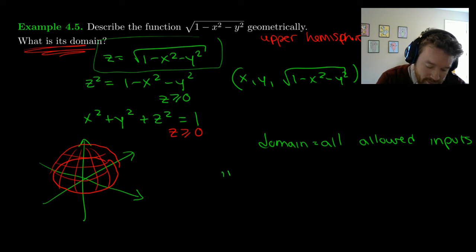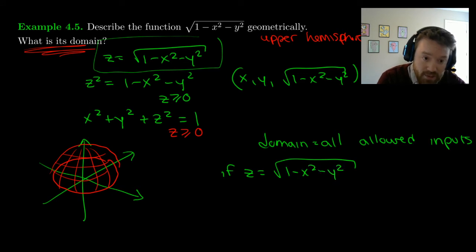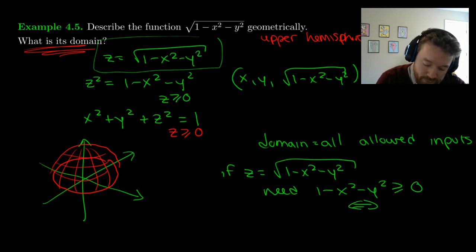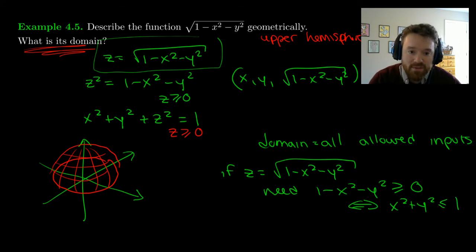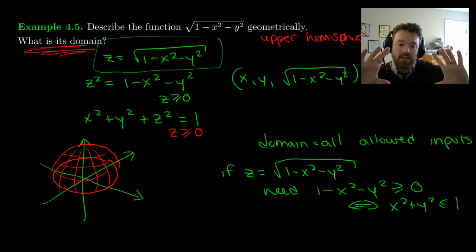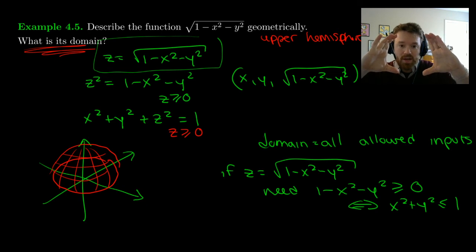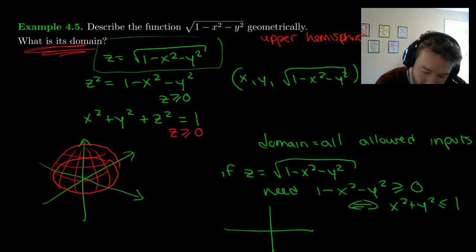So if z is equal to the square root of 1 minus x squared minus y squared, then the only thing really keeping us from having a defined function is the square root, right? So we need 1 minus x squared minus y squared to be greater than or equal to 0. And that's true if and only if x squared plus y squared is less than or equal to 1. Now, this might look familiar. This is the equation of a disk, right? X squared plus y squared equals 1 is a circle. X squared plus y squared less than or equal to 1 is all of the points inside the circle too. And so the region that is our domain is the unit disk.